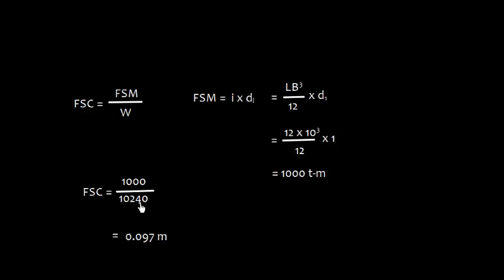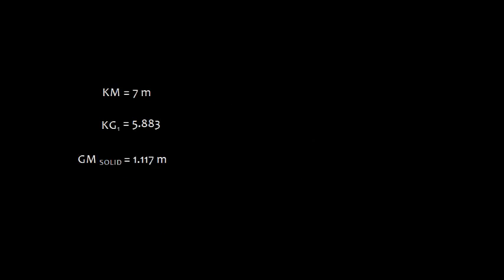Since the displacement is 10240 ton, so the free surface correction is free surface moment, which we have calculated as 1000, divided by the final displacement, so we get free surface correction as 0.097. So let's apply this free surface correction here, which is 0.097 meter. So we get GM fluid as 1.020, which is our GM solid minus free surface correction.